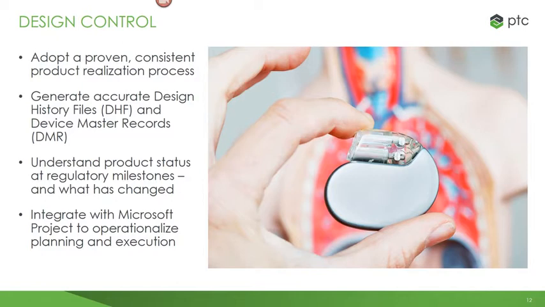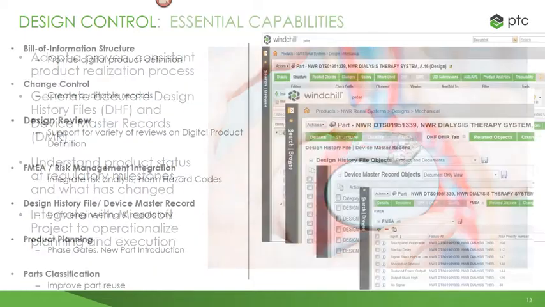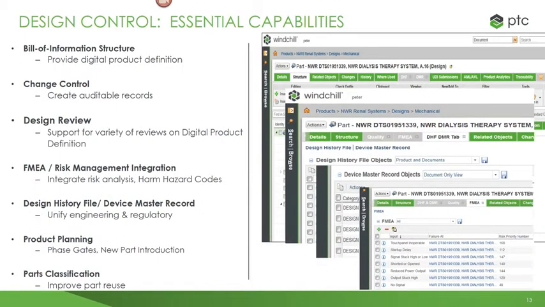Design control needs to adopt a proven and consistent product realization process, generation of accurate design history files and device master records, product planning to understand product status and regulatory milestones and what has changed, and integration with Microsoft Project to operationalize planning and execution at the enterprise level. There are a number of essential capabilities for design control that can be found in PTC's design control solution.